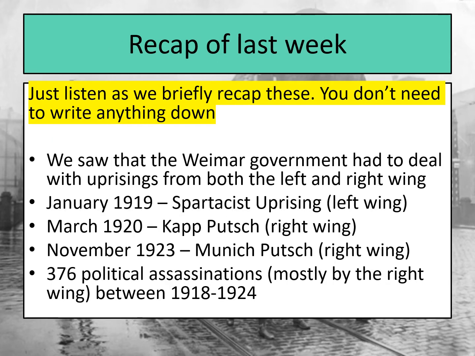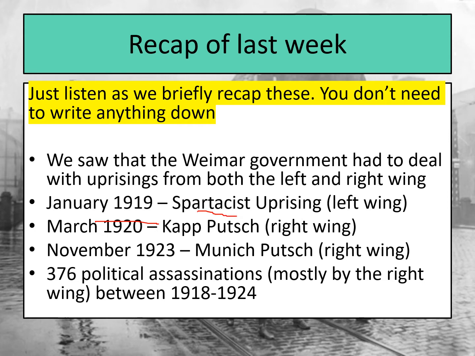What we're going to begin with today is just doing a little recap of the work from last week. So you don't have to write anything down for this, but just listen as we recap some key points. Okay, so first of all, we've got obviously January 1919, the Spartacus Uprising. This was the first real challenge to the Weimar Republic, which had only been formed on the 9th of November 1918. Now, the Spartacists, if you remember, were 50,000 people led by Rosa Luxemburg and Karl Liebknecht, who wanted to create a communist state. But they were crushed, weren't they, by the Freikorps, the right-wing ex-soldiers.